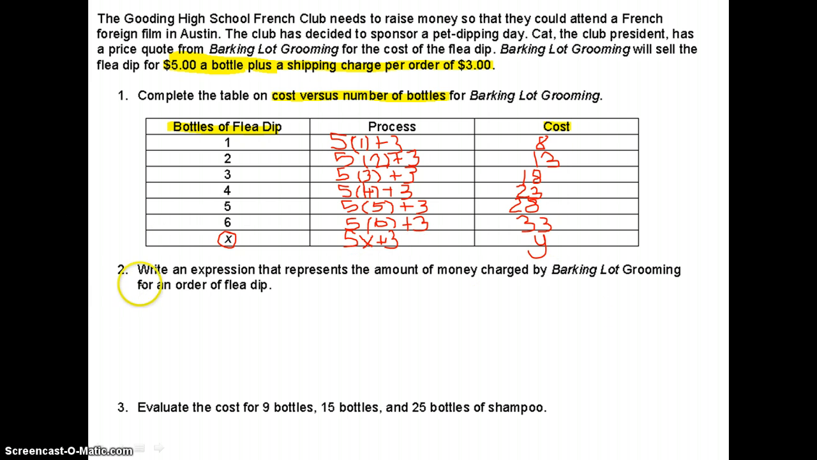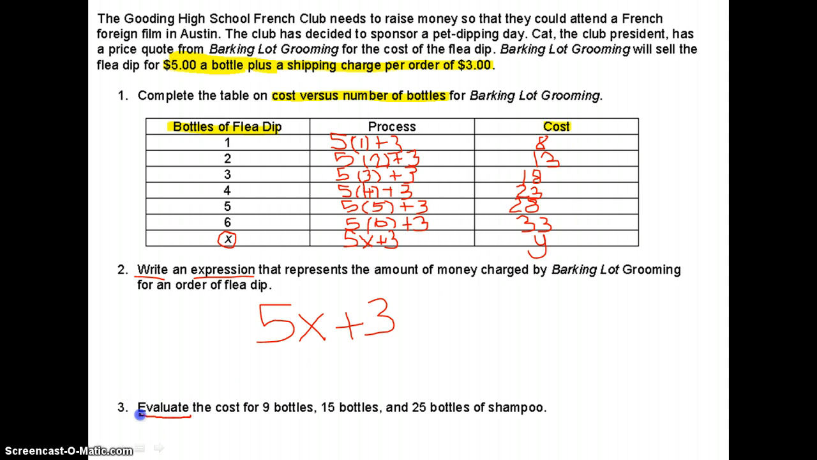Okay? So number 2 says write an expression that represents the amount of money charged by Barking Lot Grooming for an order of flea dip. Well, it's just going to be 5x plus 3. Because they're going to charge us 5 times however many bottles plus the $3 shipping charge.